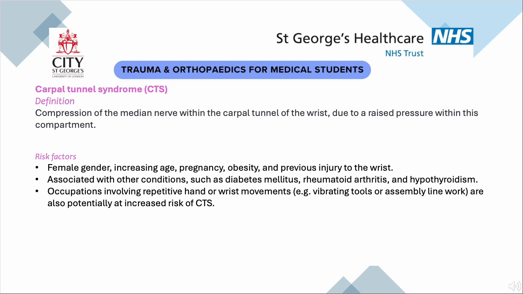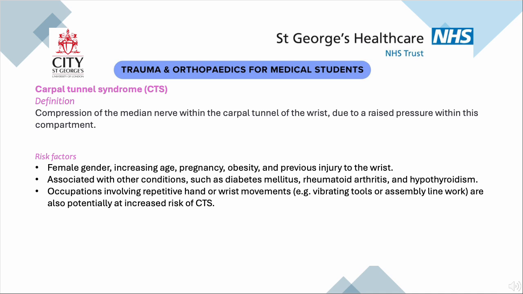So this is compression of the median nerve within the carpal tunnel at the wrist due to a raised pressure, which is either increased pressure or decreased volume. So there are some risk factors that you need to be aware of: being female, being older, pregnancy, obesity, and any previous injuries. There's an association with diabetes, rheumatoid and hypothyroidism, and any occupations where you're overly using the wrist or particularly repetitive activities.